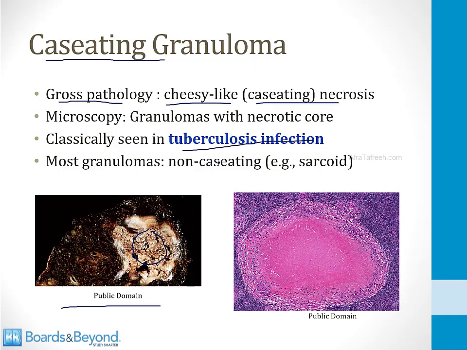Most granulomas, however, are non-caseating. For example, sarcoid is non-caseating. And if you look at the bottom right side of the screen, the reason this cheese-like material forms is because in disease processes that lead to caseating granulomas, a large area of necrosis forms at the center of the granuloma, and that necrosis is what gives rise to the cheesy material that you can see on gross pathology.